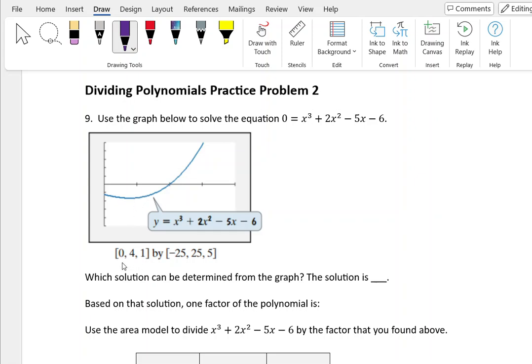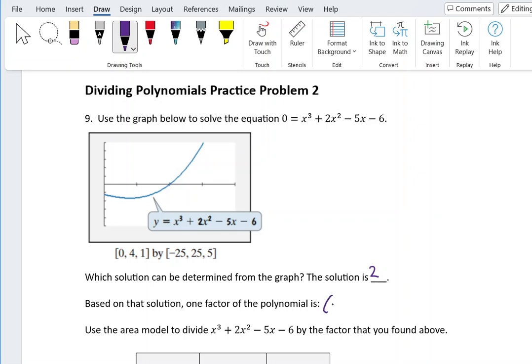Because my scale is going from 0 to 4 on the x-axis, with each tick mark being 1. So I can see that this x-intercept is at 2. Also called a zero, also called a solution. All of those words mean the same thing. They're also called roots. So that solution is at 2. So based on that solution, we can find one factor of the polynomial.